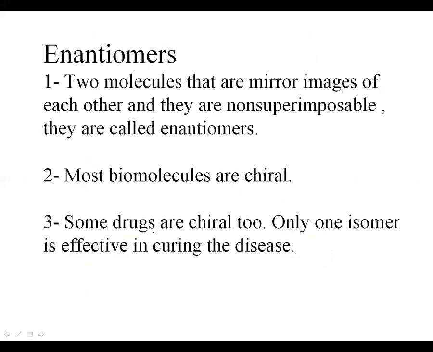So enantiomers are two molecules that are mirror images of each other, and they are non-superimposable. That is what an enantiomer is: a chiral molecule and its mirror image that will not superimpose on each other. A lot of biomolecules are chiral. A lot of drugs are as well. Sometimes only one of these isomers is effective in curing a disease.